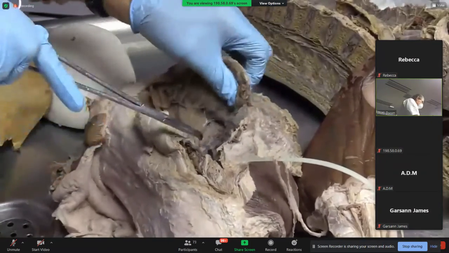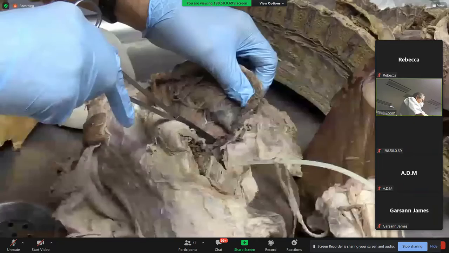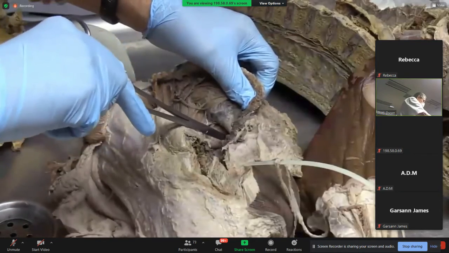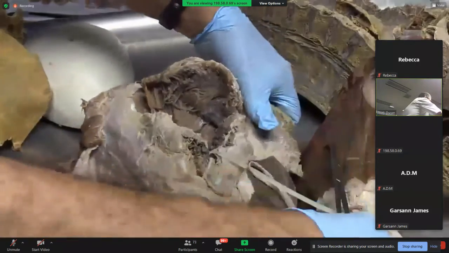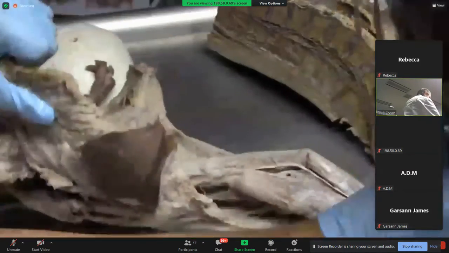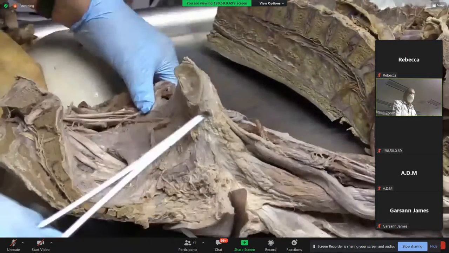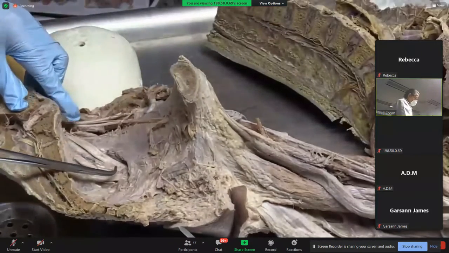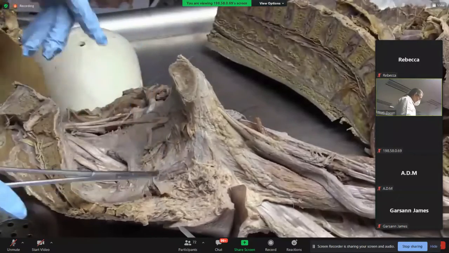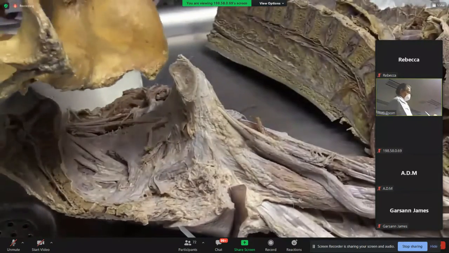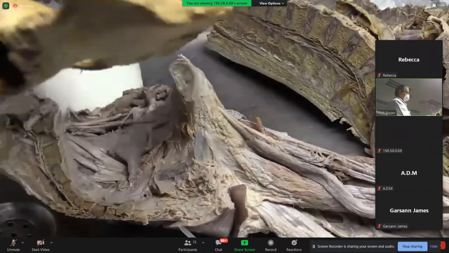Medially, which I haven't really dissected out here, about here, the pudendal nerve is going to come out into the gluteal region. It's not going to stay there for long. It's just going to make a beeline and come back inside. As it comes back inside, it's going to hook around the sacrospinous ligament, and it's going to run now.